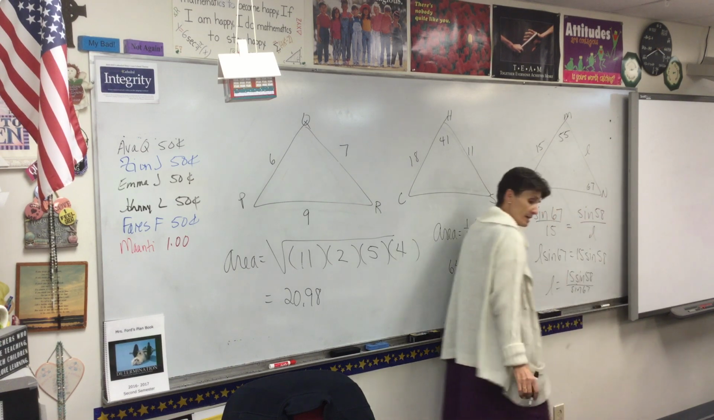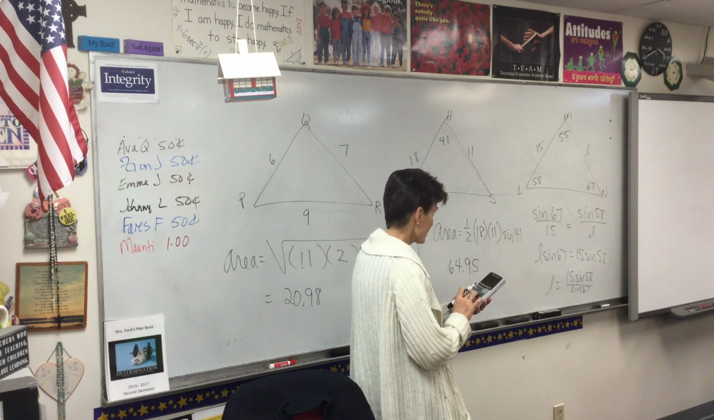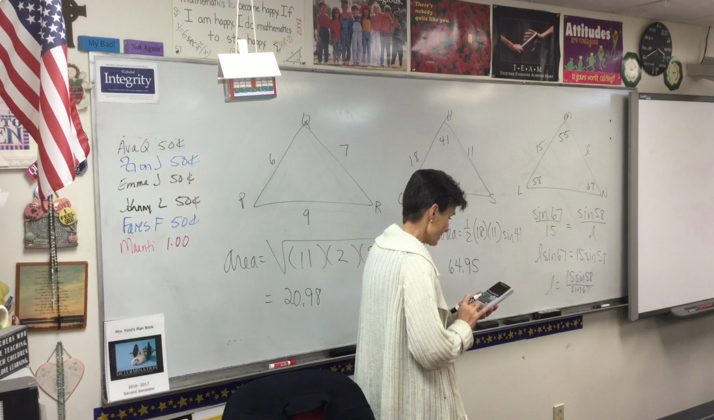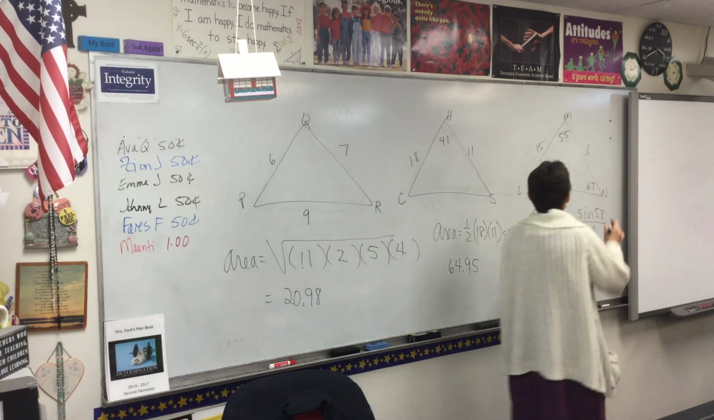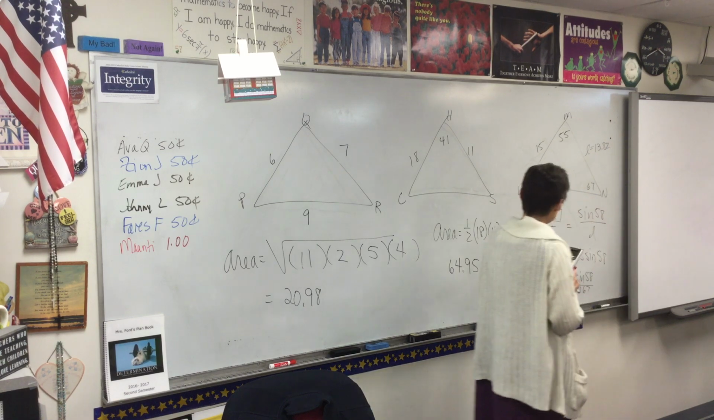Am I gonna be second signing here? No, I got all my angles. I'm just gonna type it straight in. So 15 sine 58 divided by sine 67. I got 13.82. They get that one right?